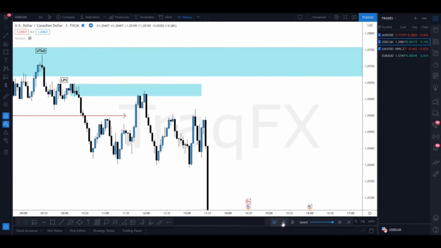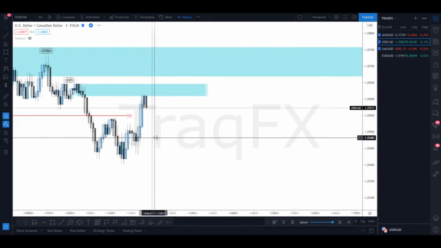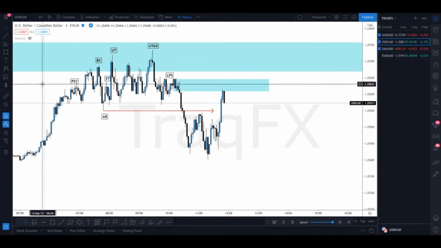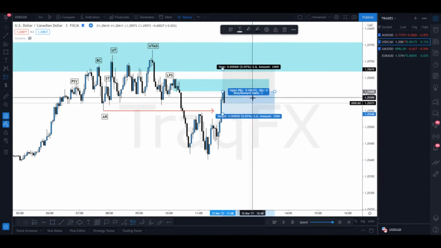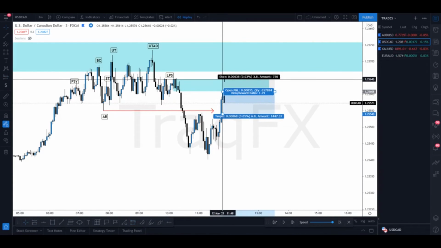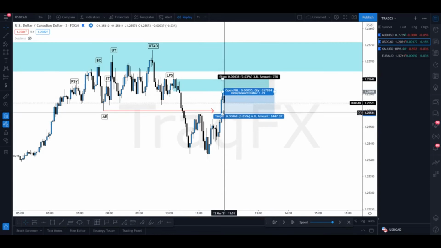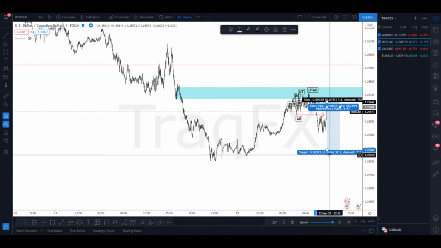Let's see what the market did. Well, we already saw what the market did, but yeah. So at this point, what did it do? Well, it comes back into our LPS, perfectly taps us into the LPS, and then from here we have a 3.8 stop loss, and TP would just be the next 1 minute low.